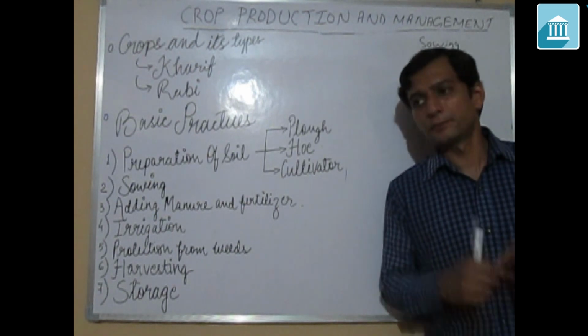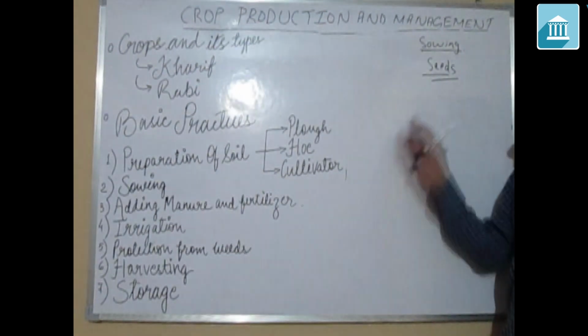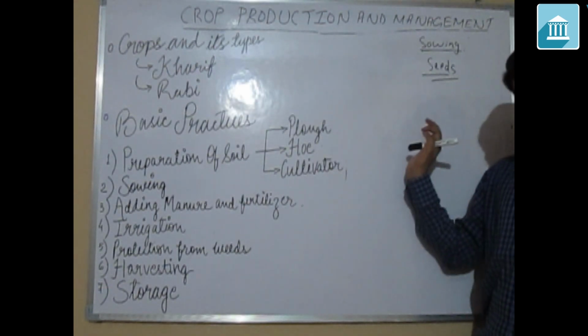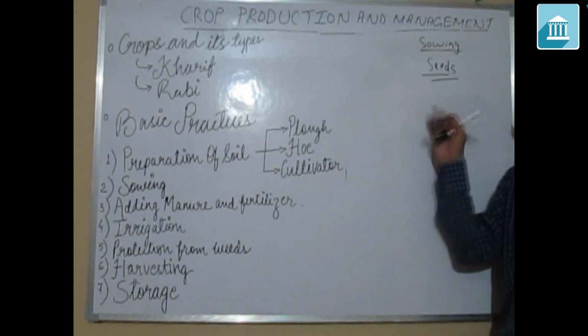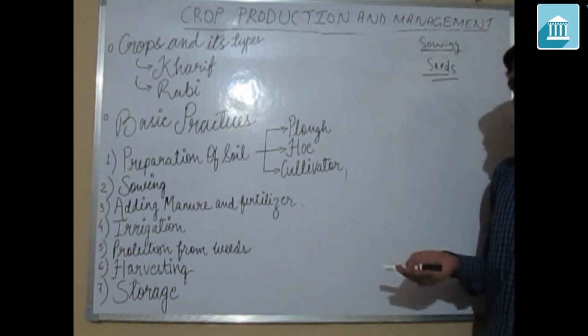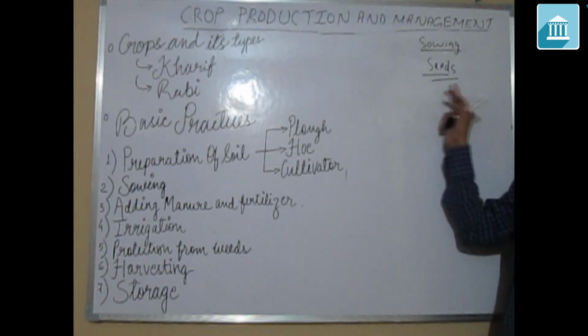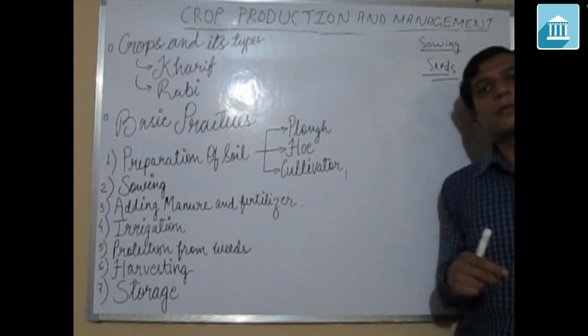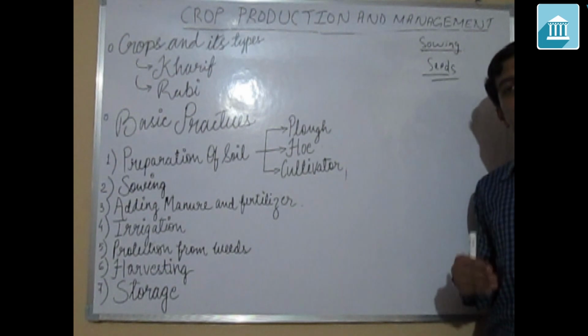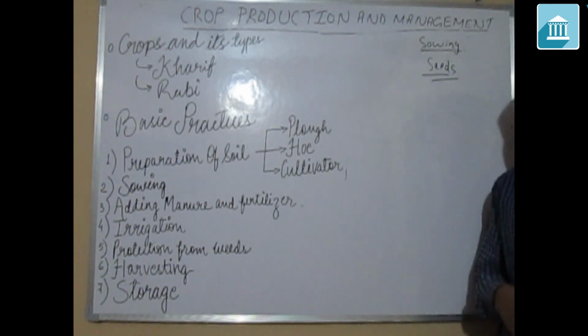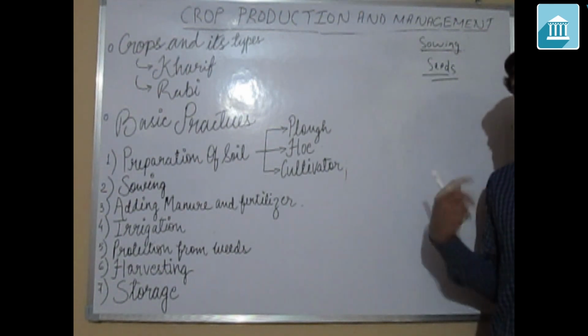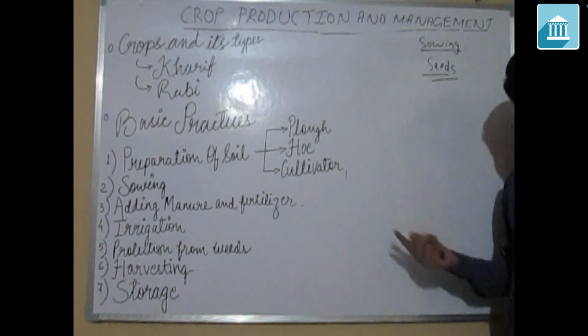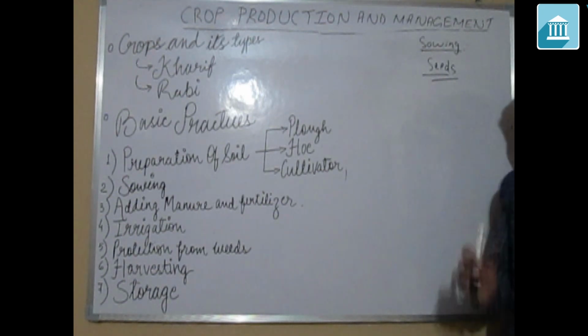If you want to get a good type of crop, then it is very essential that you should have good quality of seeds. Then only you can have good quality of crop. Seeds play an important role in any type of crop.